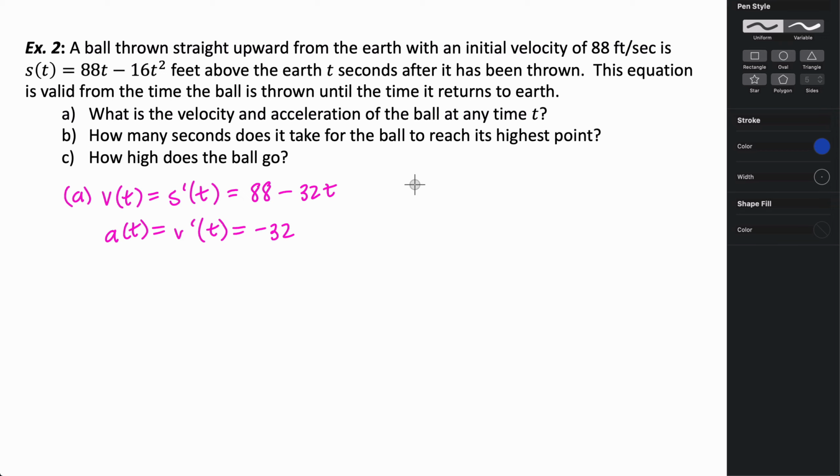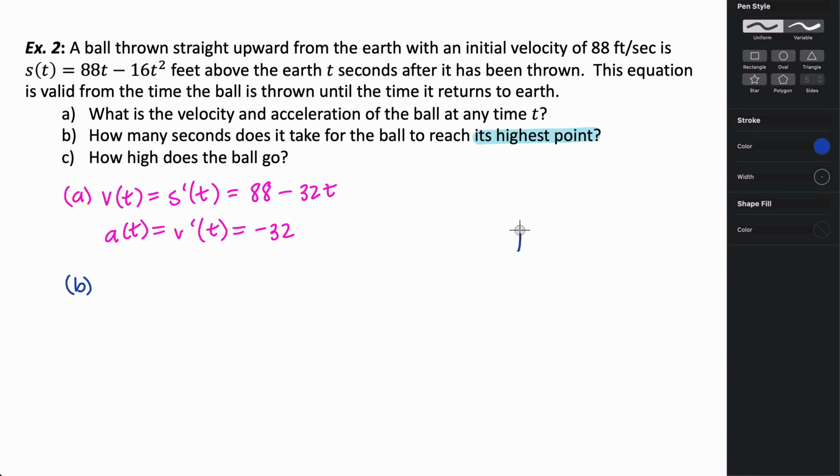Okay. Part B is how many seconds does it take for the ball to reach its highest point? So this is indicating that we're looking for a maximum, which means we want to know when the derivative of the original function is 0, right? So we want to know when is the velocity 0. And if you think about that, that kind of makes sense, right?